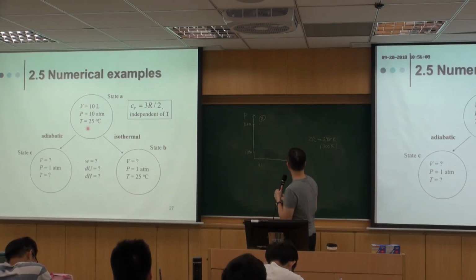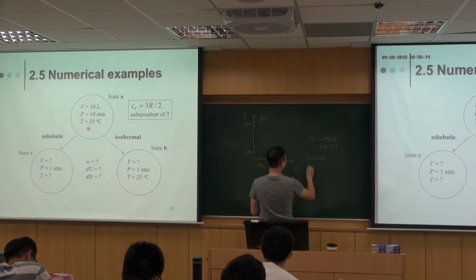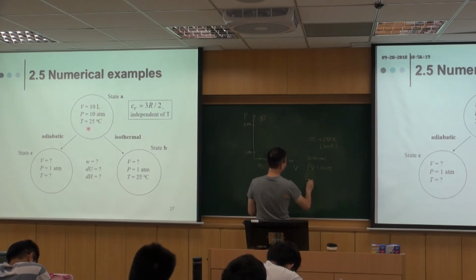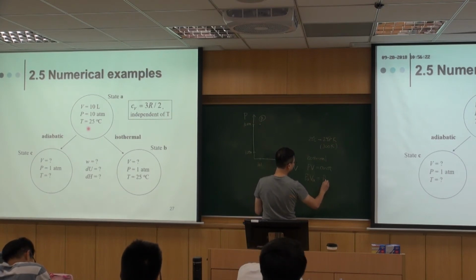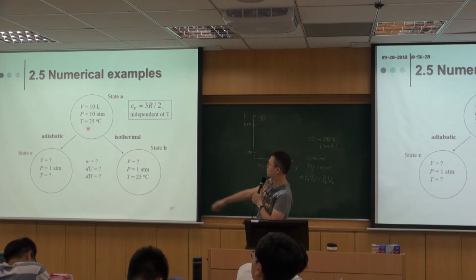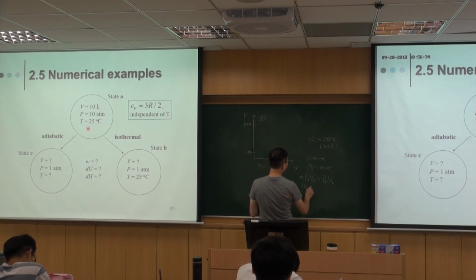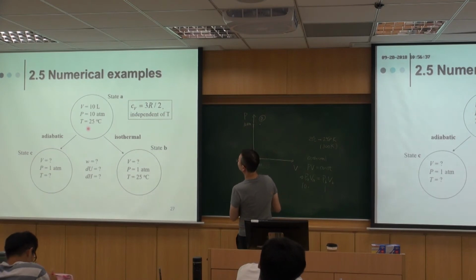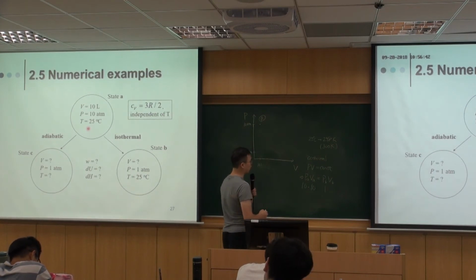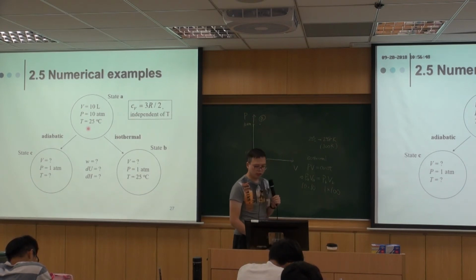we know that for an isothermal process, PV is constant. Therefore, PA times VA will equal PB times VB. We know that PB is 1 and PA is 10, and the volume for state A is 10 liters. So we know that the volume VB should be 100 liters.